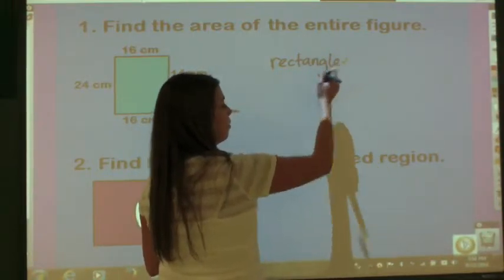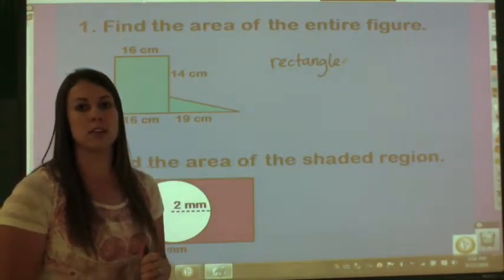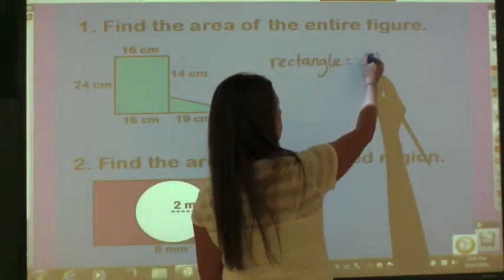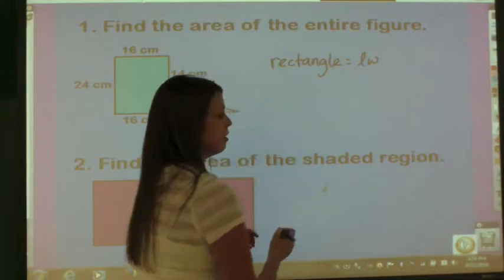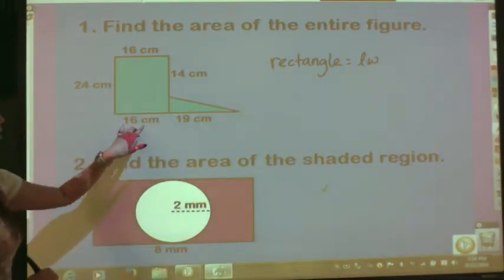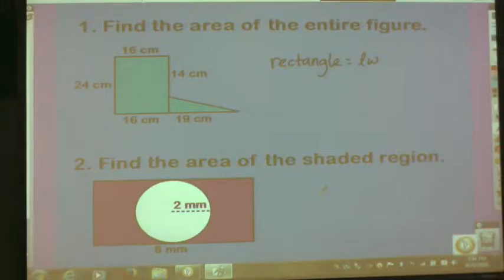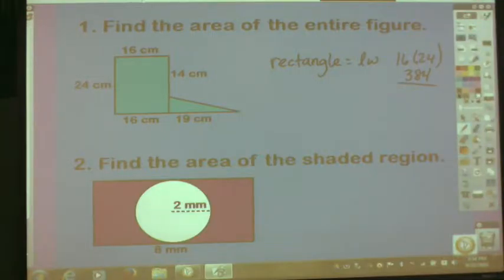So we're going to find the area of the rectangle first. Area of a rectangle is length times width, or base times height, however you want to think of it. So we're going to multiply 16 times 24, and 16 times 24 is 384. Okay, that's the area of just the rectangle. If it helps, you can write 384 inside of the rectangle.